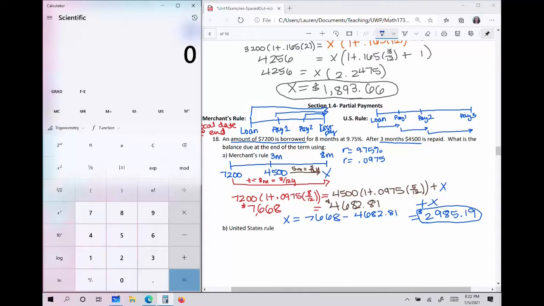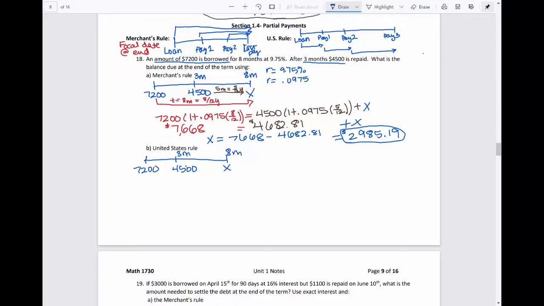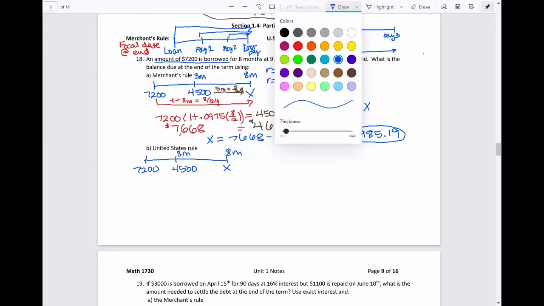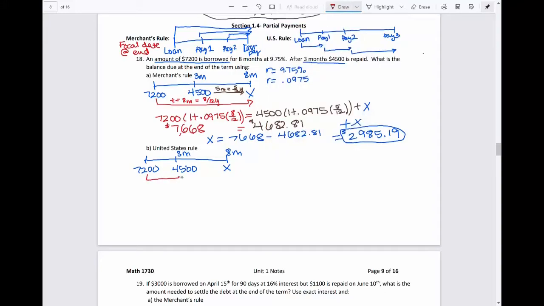Next, let's look at this problem using the other method for partial payments, the US rule. So in US rule, we start with the same basic timeline, but again, it's going to be a little bit different than what we were doing before because we're going to be moving things in a different way. So for our first step, I'm going to do that in red just like we did before. We're going to take the $7,200 and move it forward 3 months. So this means that our T would be 3/12 of a year.